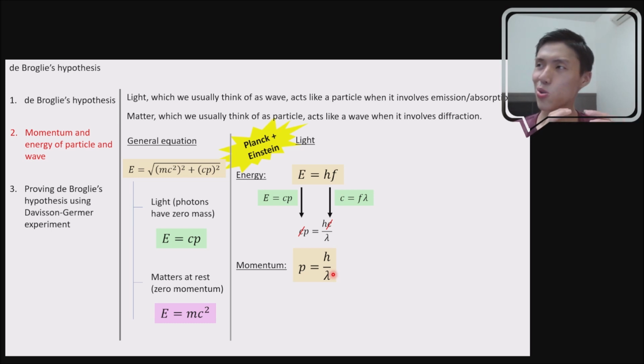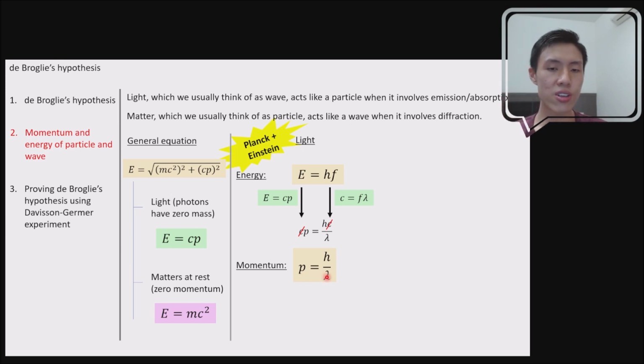Why this equation is so interesting is because on the left hand side you have momentum, which is usually associated with what we usually know as matter. Because matter has mass and a moving velocity, you can determine something called momentum. So momentum is usually associated with matter.